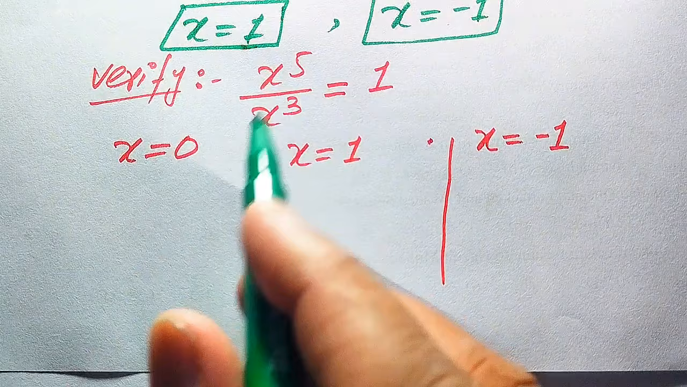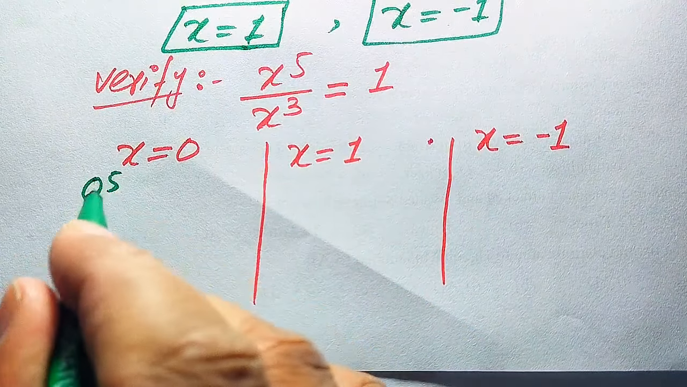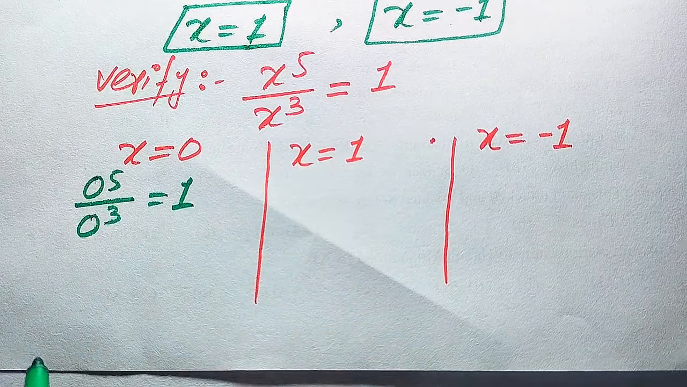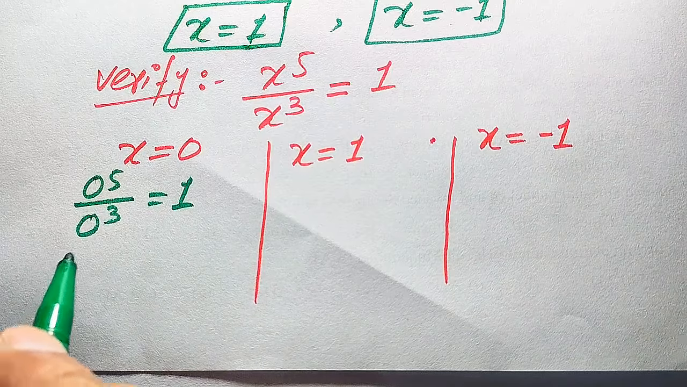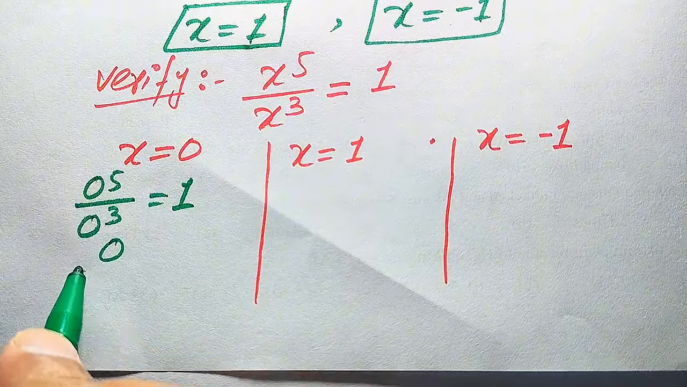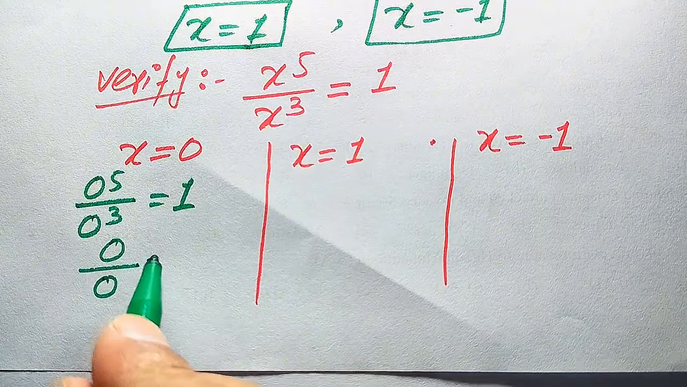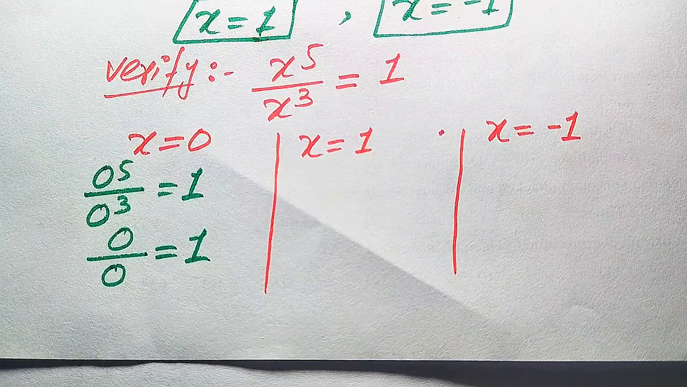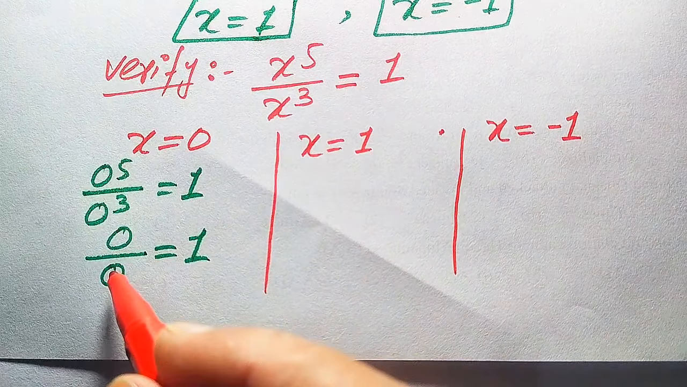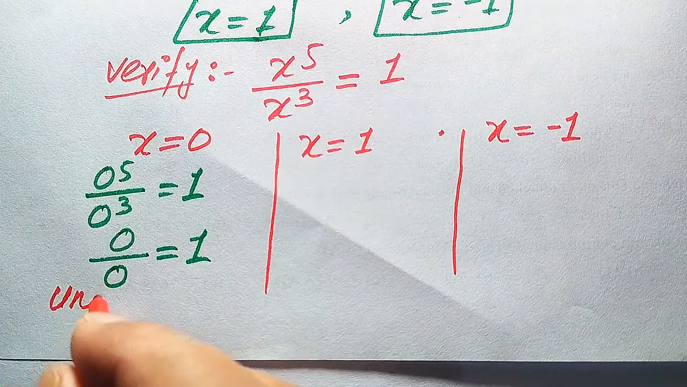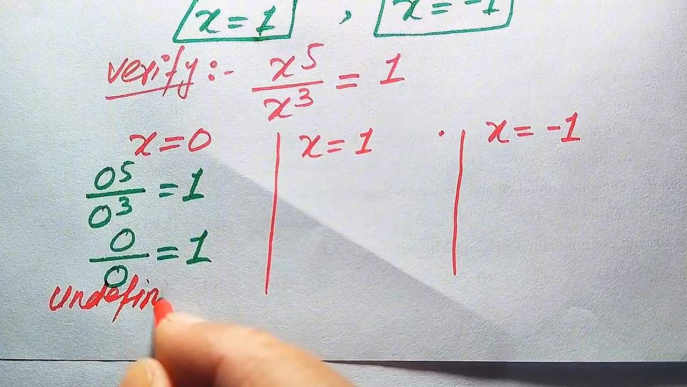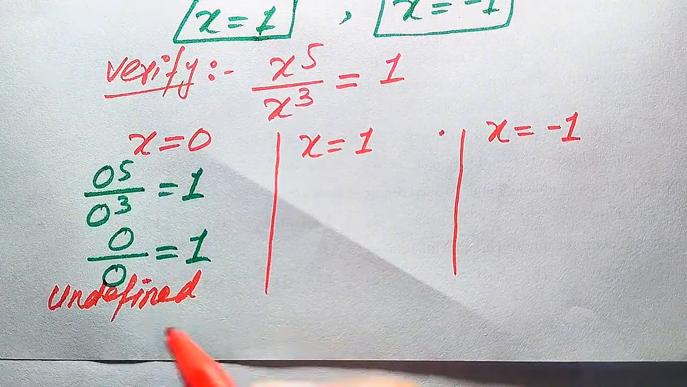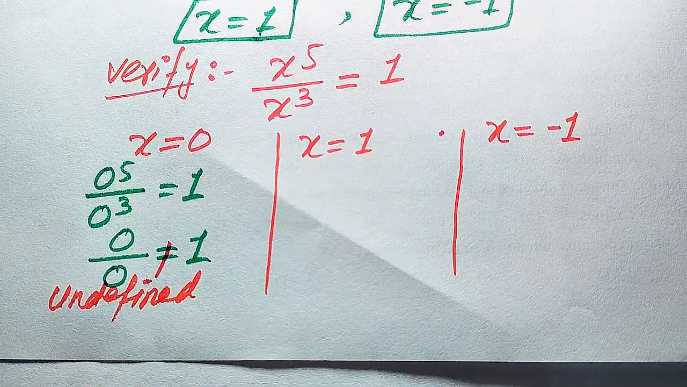So when you put this value into the left hand side, it will become 0 to the power of 5 divided by 0 cubed equals 0. We know that if we take any power of 0, it always becomes 0. So this becomes the 0 over 0 form, which is usually called an undefined form. So if our left hand side is undefined, it means that both of the sides are not equal.